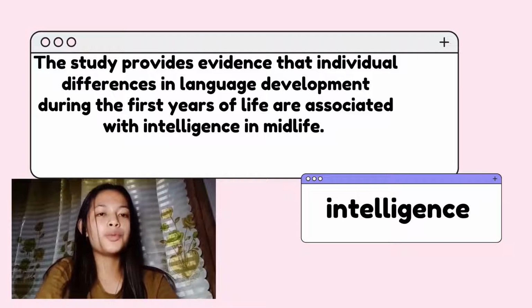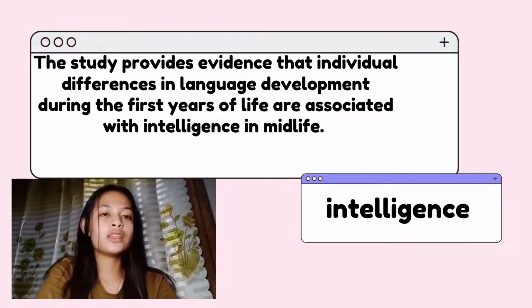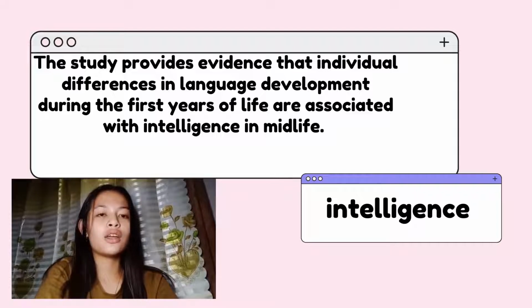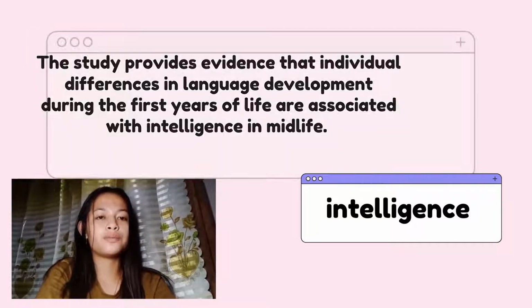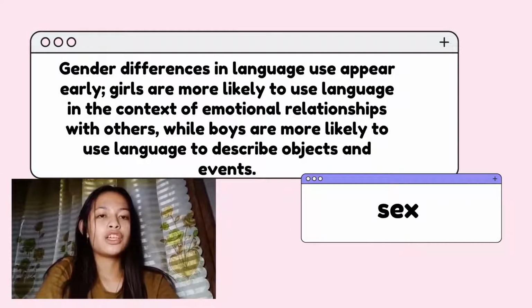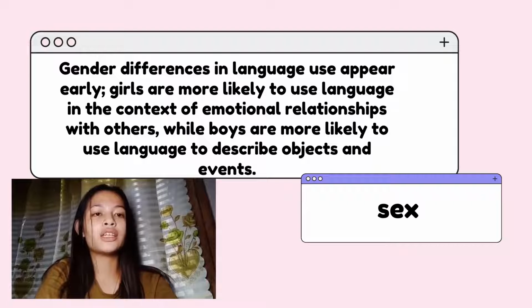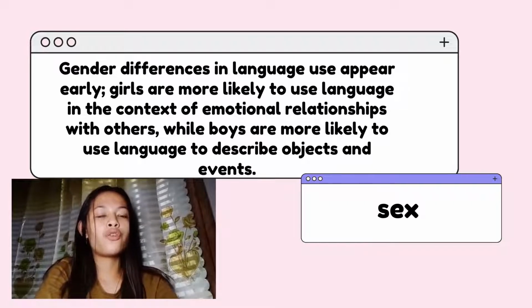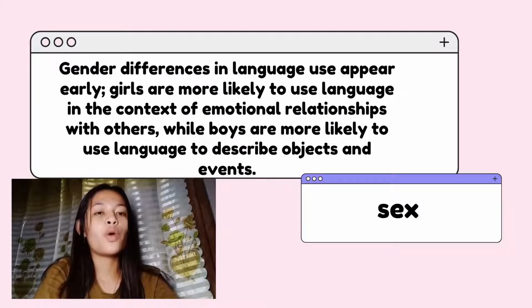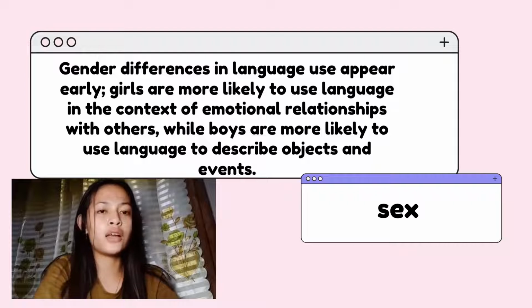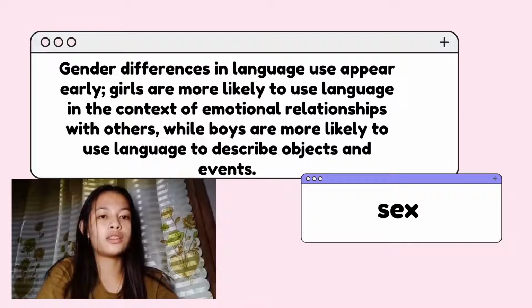Intelligence. The study provides evidence that individual differences in language development during the first years of life are associated with intelligence in midlife. Early language development is associated with intelligence in midlife. Sex. Gender differences in language use appear early. Girls are more likely to use language in the context of emotional relationships with others, while boys are more likely to use language to describe objects and events.